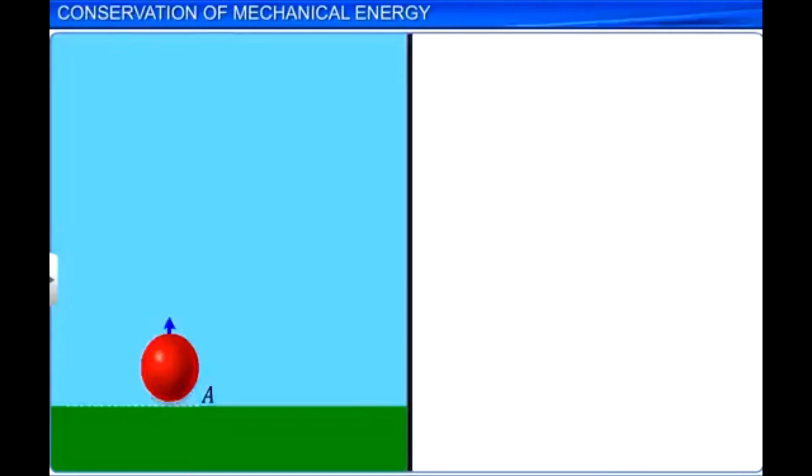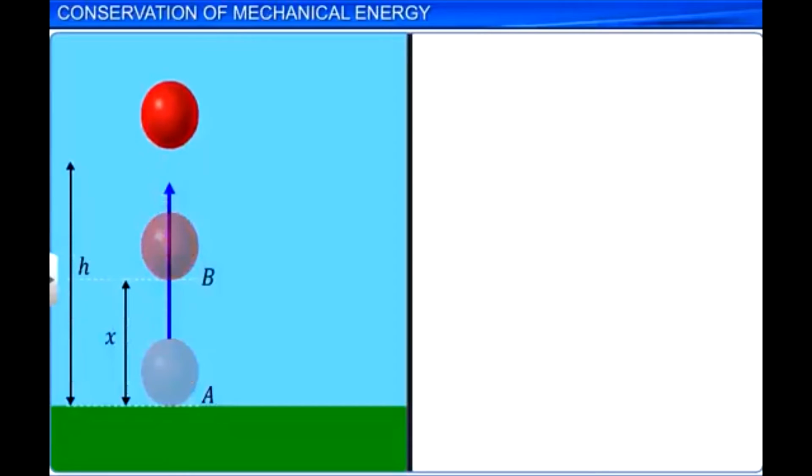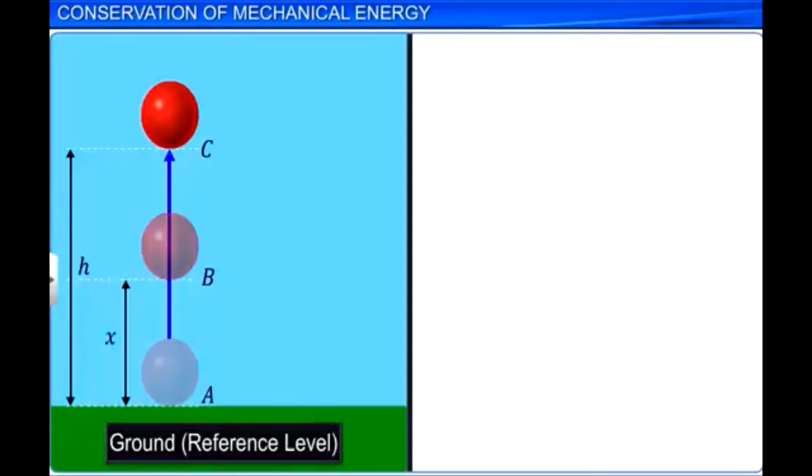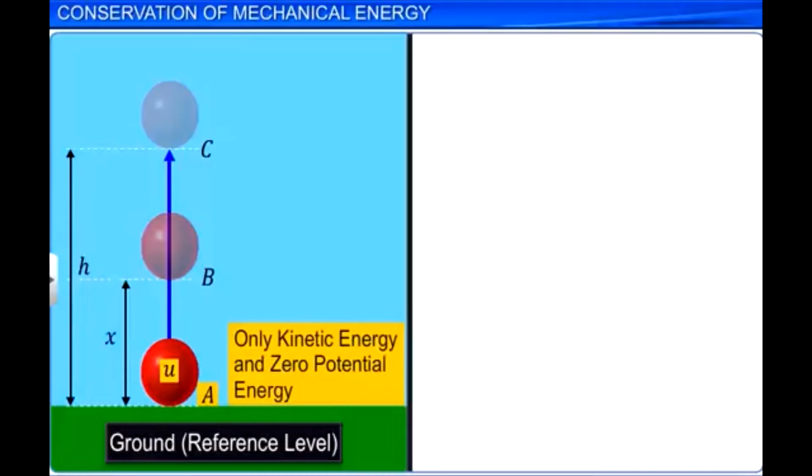Let's throw a body vertically upwards. In this example, we assume that the potential energy is only due to gravitational force, and we take the ground level as the reference level. The body thrown vertically upwards with velocity u has only kinetic energy at A and 0 potential energy at A. Its total mechanical energy is expressed by half mu square.